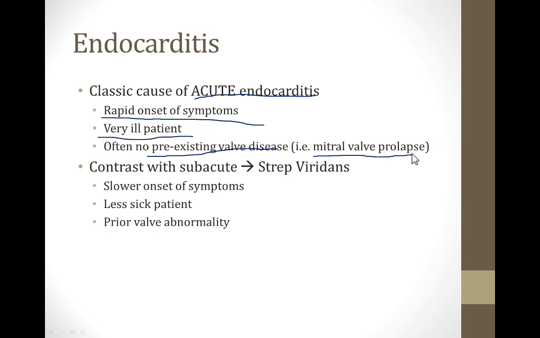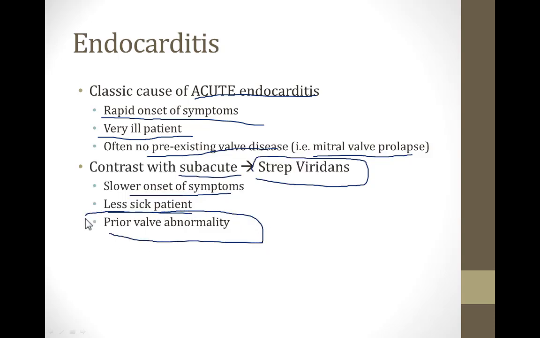Contrast the acute form of endocarditis caused by staph with the subacute form, which is caused by strep viridans. So strep viridans is a mouth flora. Endocarditis from strep viridans has a slower onset of symptoms than acute endocarditis. The patients are usually less ill, and strep viridans, because it's less virulent, often requires a prior valve abnormality in order to be able to attach to the heart. So these patients will often have a history of mitral valve prolapse or some other valvular condition that predisposes them to endocarditis with strep viridans.